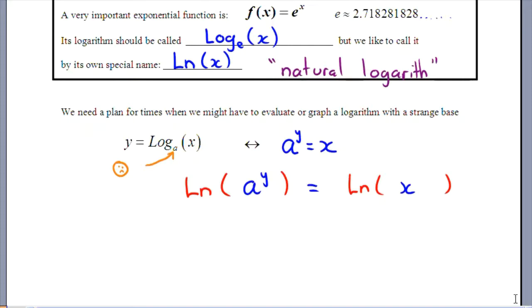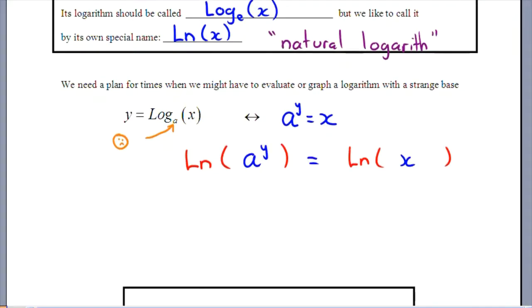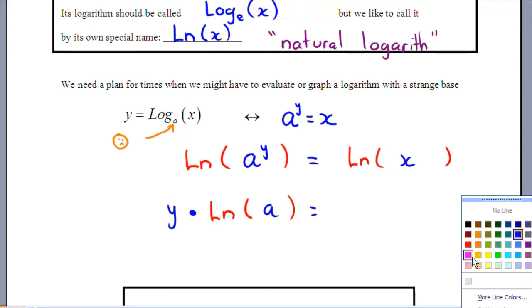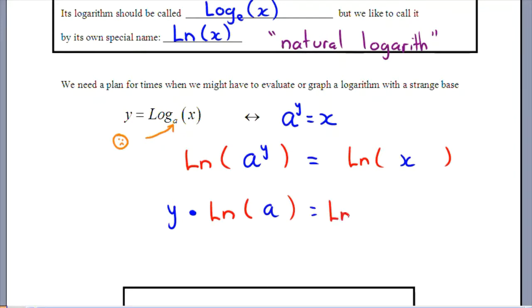So I'm going to do that here with this y. I can write this now as y multiplied by this logarithm of my choice. I'm going to choose to do a natural logarithm if I can. I like it, of a. And then over here, that same logarithm of my choice of x.